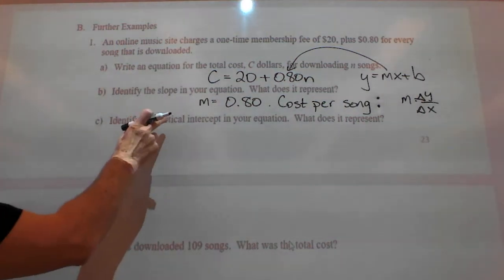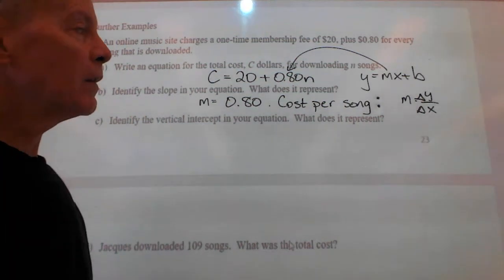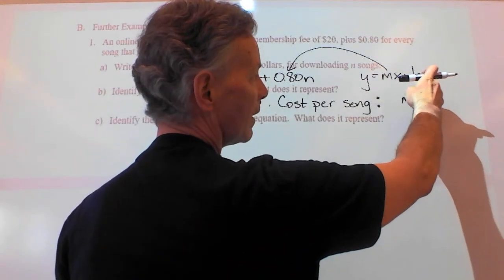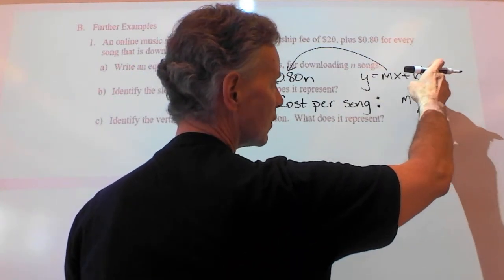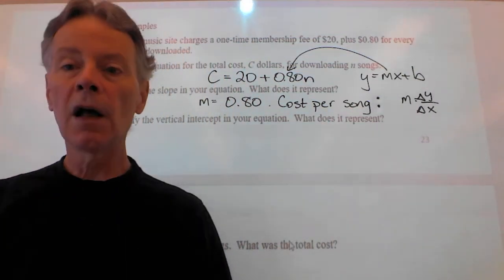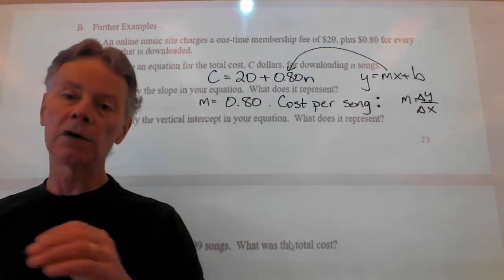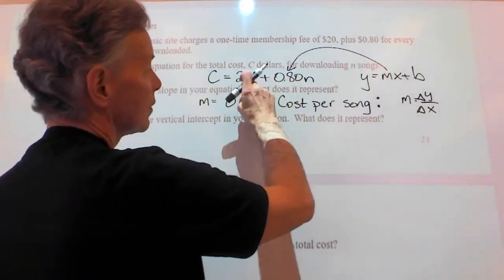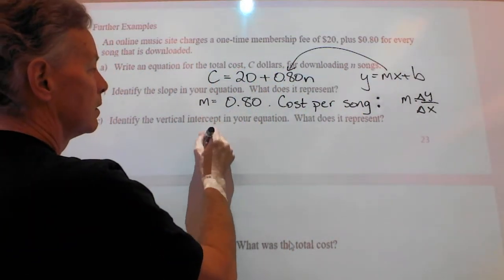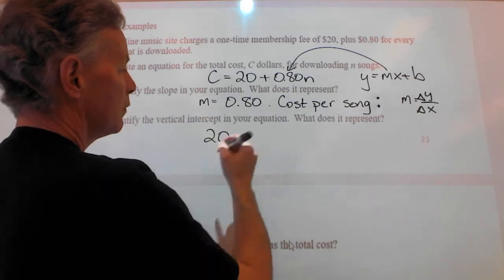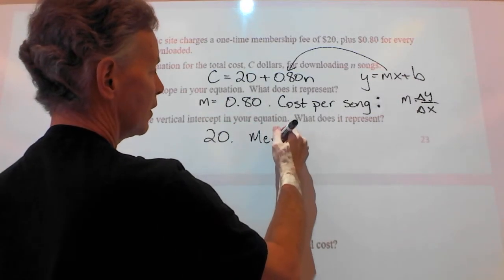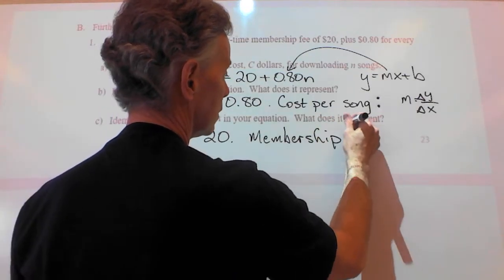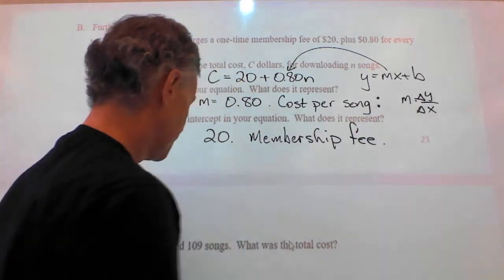Identify the vertical intercept in your equation. What does it represent? Remember, the vertical or y-intercept is the constant term. Okay? That's the one that's just a number, no variable attached, which in this case would be 20. What does it represent? In this particular case, it represents your membership fee. Okay?